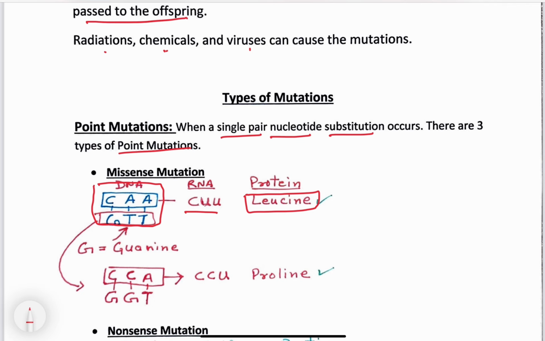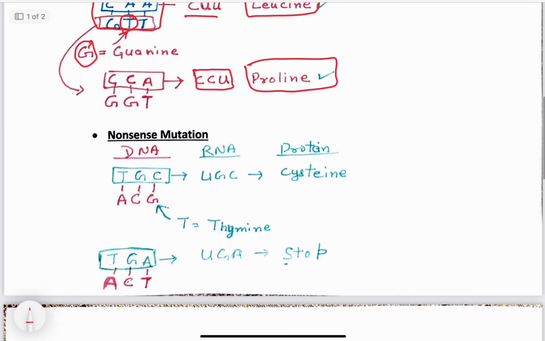So when this particular nucleotide, which is thymine, is replaced by guanine, the resulting mRNA is changed, and the resulting protein is also changed. So this is an undesirable effect. This is called missense mutation.